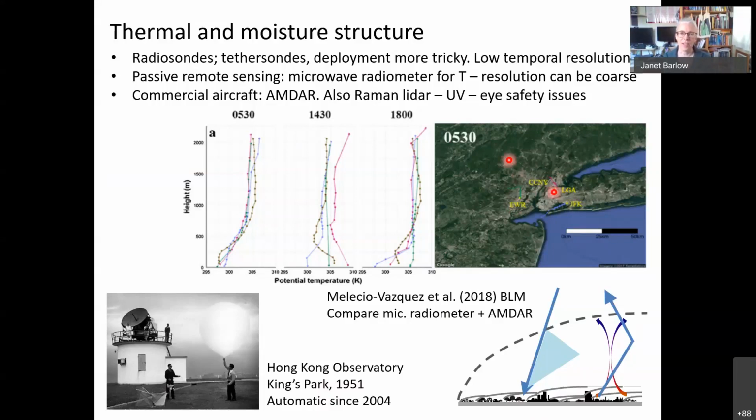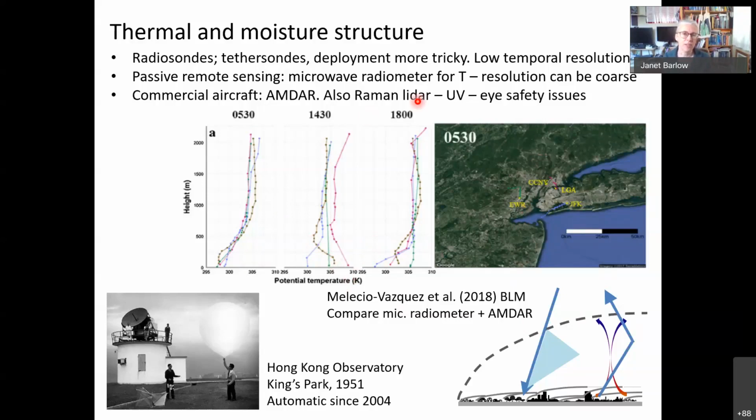Now, these are rather temporally sporadic measurements. A more continuous measurement is the microwave radiometer, which is a passive instrument. It's just measuring the microwave radiation coming in, and it scans at different heights in the atmosphere, does some kind of retrieval process to give us a profile. So this nice study from New York is comparing a microwave radiometer profile with some of those AMDAR profiles I was talking about. So temperature and humidity, they're difficult to measure, but really important, especially for these coastal cities where there can be very complex structures.